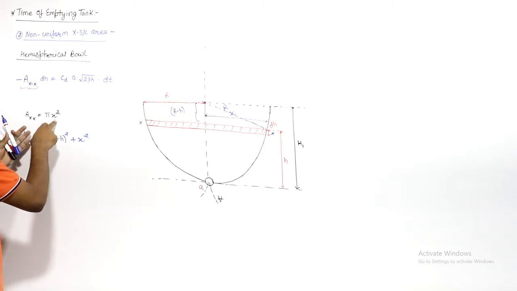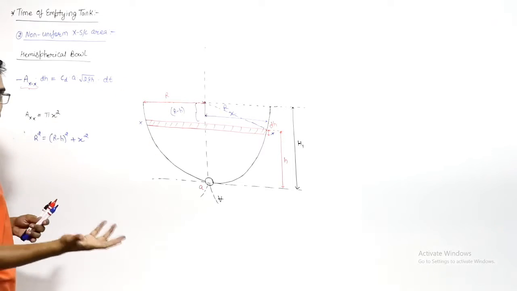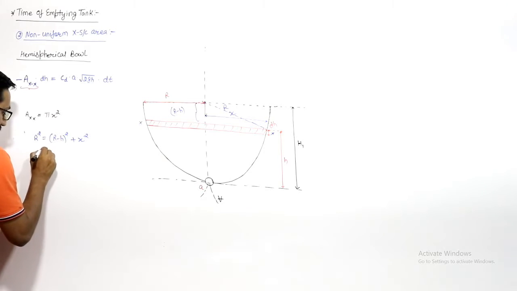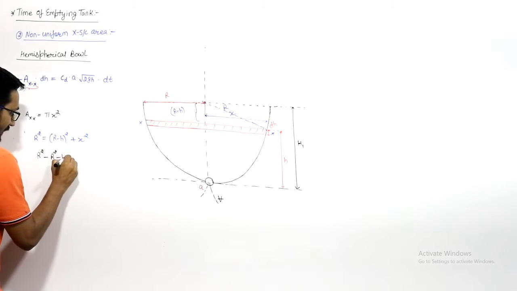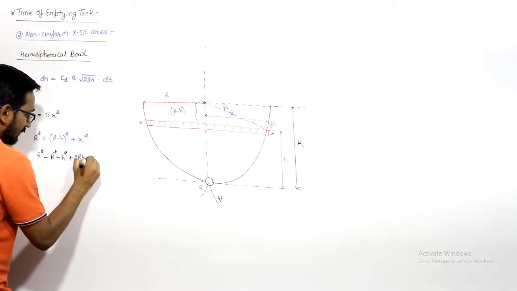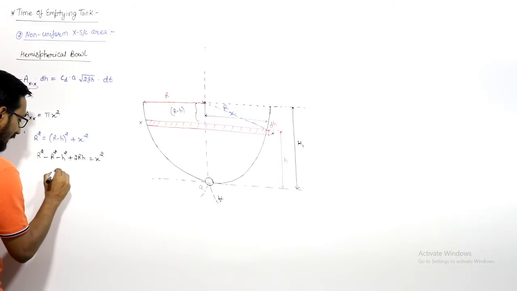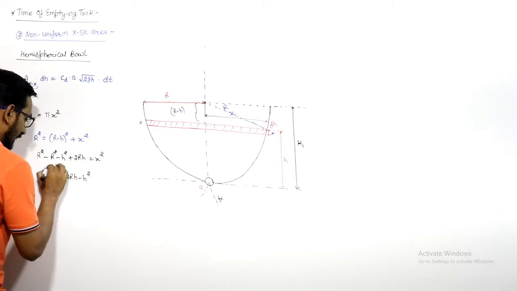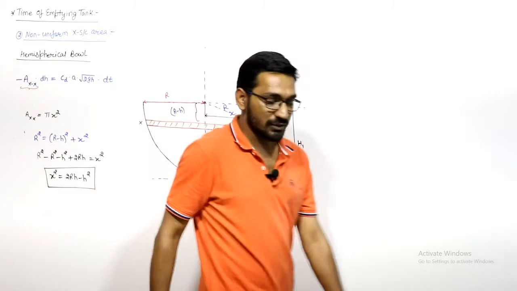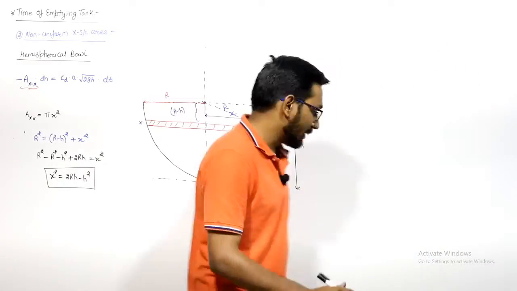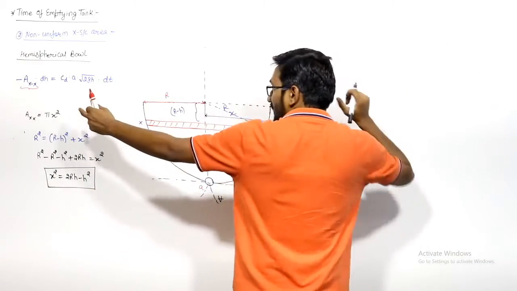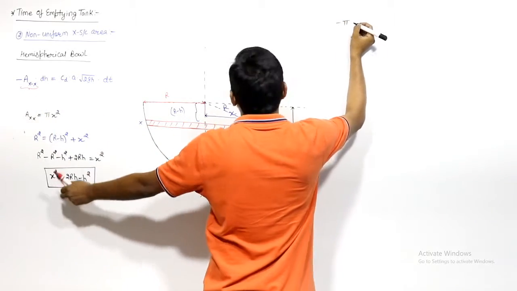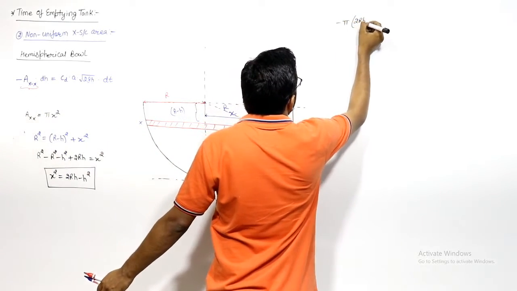We need to find x as a function of R or h. So from the Pythagoras theorem, R square equals R square minus 2Rh plus h square plus x square, so x square will be equal to 2Rh minus h square. So this equation will become, instead of Axx, I can write minus pi x square, where x square is 2Rh minus h square.